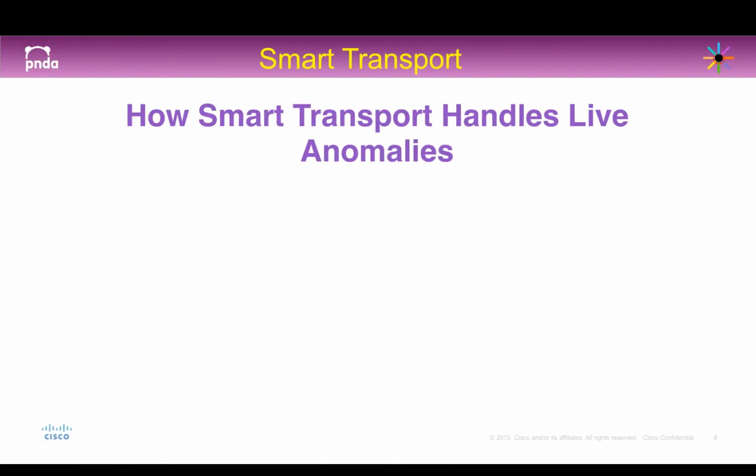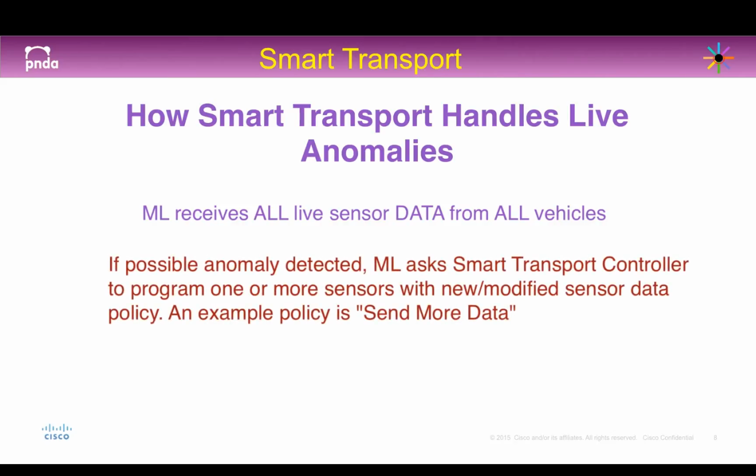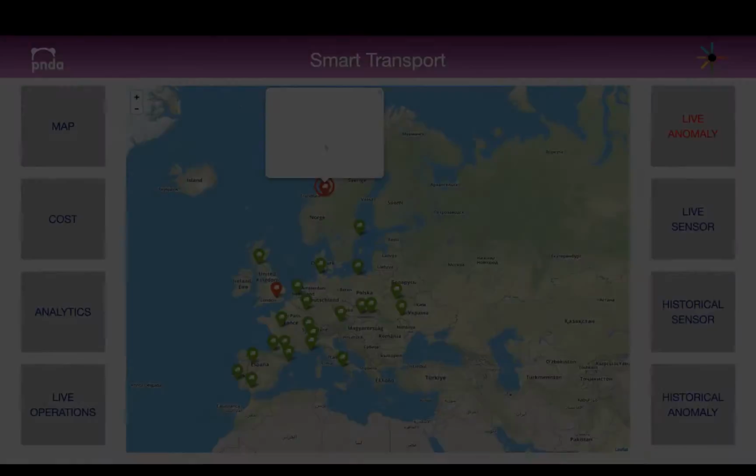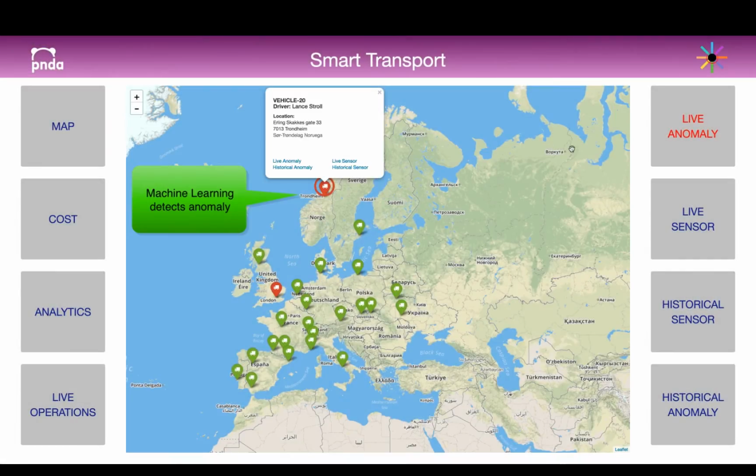All right, so how does Smart Transport handle live anomalies? Well, first of all, it will ingest the data sent up into Panda, into the cloud, and look it over for possible anomalies. If it sees something, it will then ask the Smart Transport controller, hey, go out there and give me some additional sensor data. So this would be a policy. Send more data would be one policy. Machine learning looks it over, confirms it, generates some root causes, and off we go.